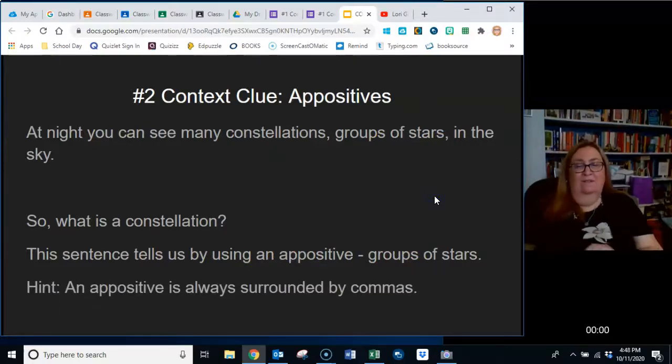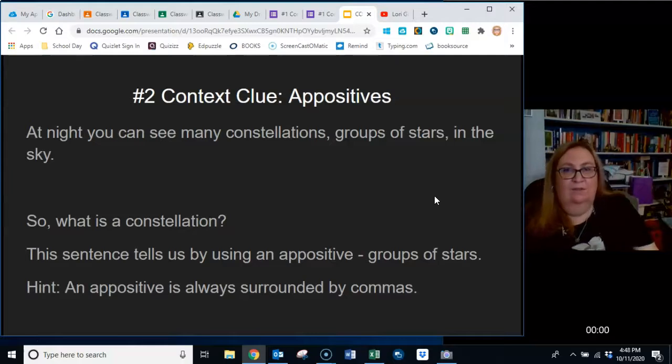An appositive, I say, is always surrounded by commas, but actually sometimes it's used at the beginning of a sentence. It still has a comma, but we don't start a sentence with a comma. That never happens. So sometimes there's just the one.